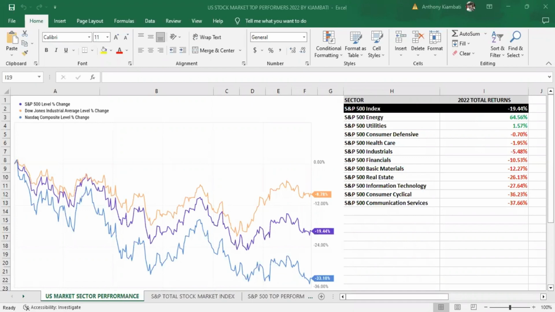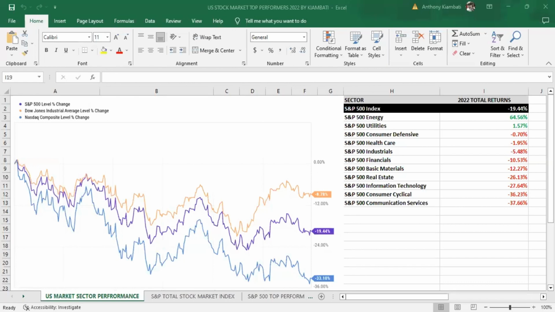The S&P 500 tracks the 500 largest companies in the United States. We also had the Dow Jones. The Dow Jones had a negative return of minus 8.78%. The Dow Jones tracks 30 blue chip companies in the US, and we also had the Nasdaq, which mainly has tech companies, having a negative return of negative 33.10%. It was heavily hit because of the tech companies.